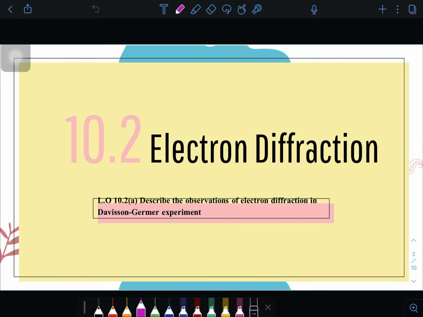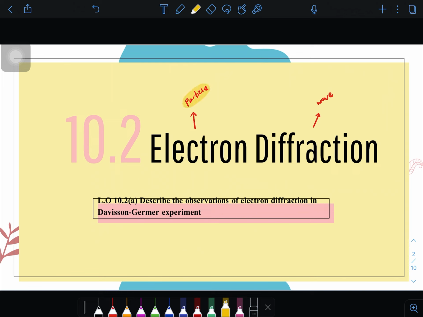Kita akan masuk kepada 10.2 which is electron diffraction. So as we can see from the topic, it said here this is electron and we know electron is a particle, and here diffraction only happen kalau dia ada wave property. So kita nak buktikan adakah electron as a particle can have a wave properties.